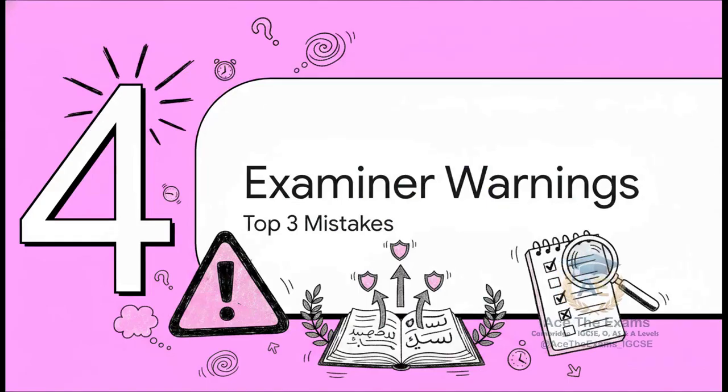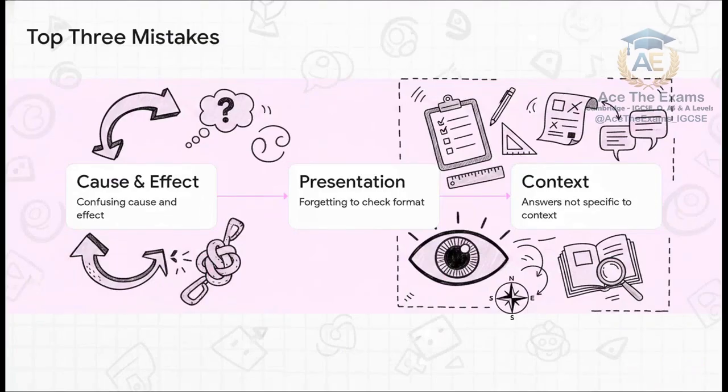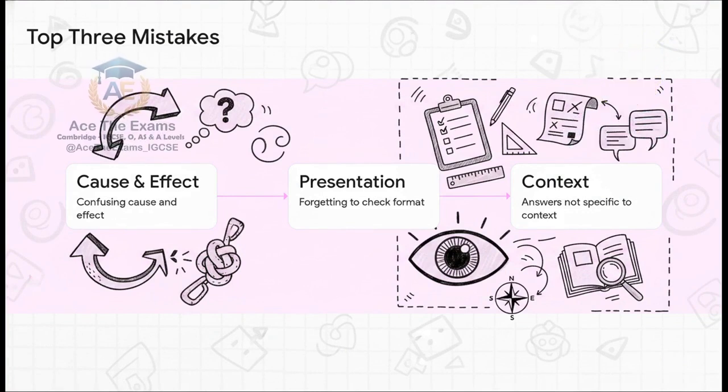Finally, let's bring it all together in Section 4, the top 3 examiner warnings. These are the critical errors you absolutely must avoid. These are the precise traps that ruin scores year after year. Let's find the hidden critical errors that forfeit huge marks. Error number 1, confusing cause and effect. Your logical reasoning must be airtight. Error number 2, forgetting to check format and presentation, which just bleeds method marks. And error number 3, this is the big one, providing answers that are not specific to the context given.